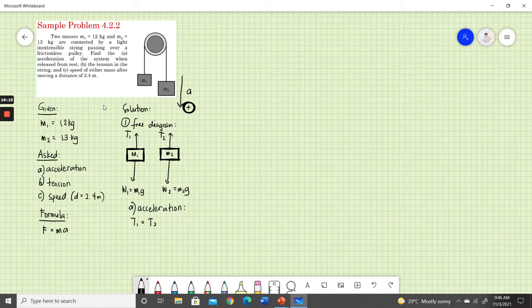But if we look individually, we know that there is an acceleration going down. So this is the entire system. This is the total. But this is for the entire system.